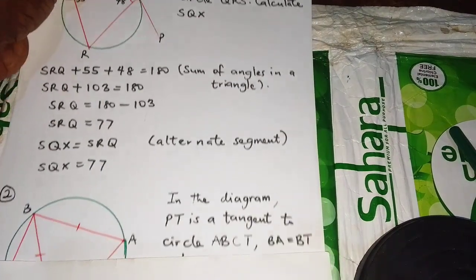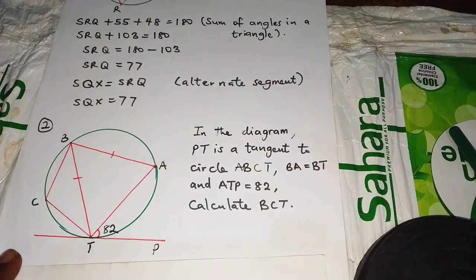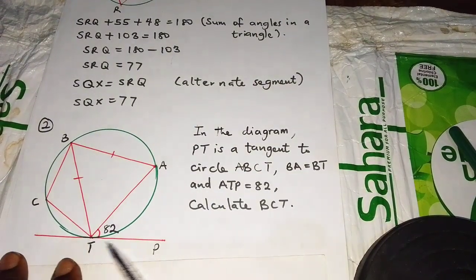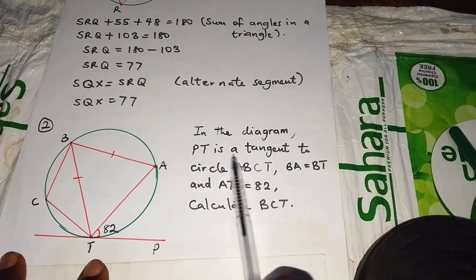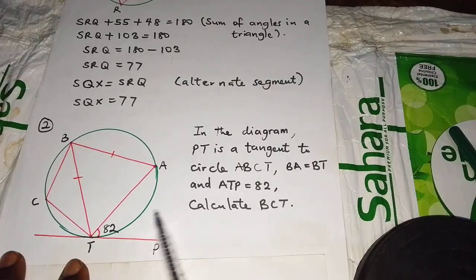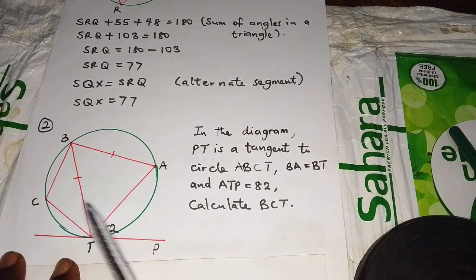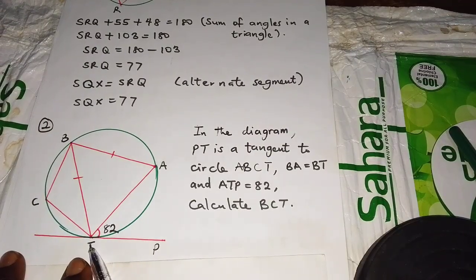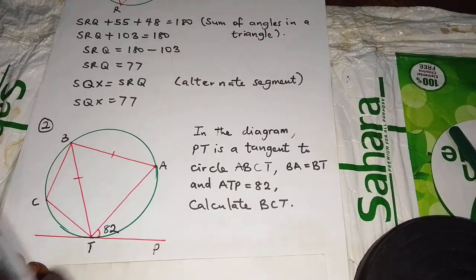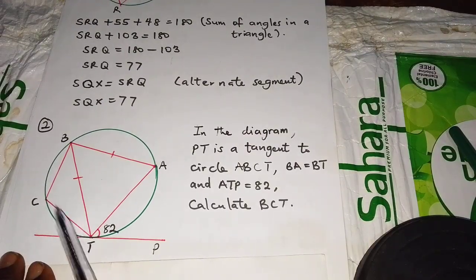Now let's look at another example. This is the question. You are told that this angle here is 82. In the diagram, PT is a tangent to the circle ABCT. BA, this line and this line are equal, showing that this gives us an isosceles triangle, and ATP, this angle here, is 82. Calculate BCT. You are told to calculate the angle that is here.